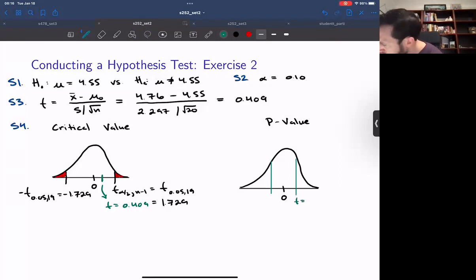So we have t is equal to 0.409. And in the lower tail, we have negative t is equal to negative 0.409. So our p-value in this case is going to be the two regions that are less than negative 0.409 and greater than 0.409. All right.